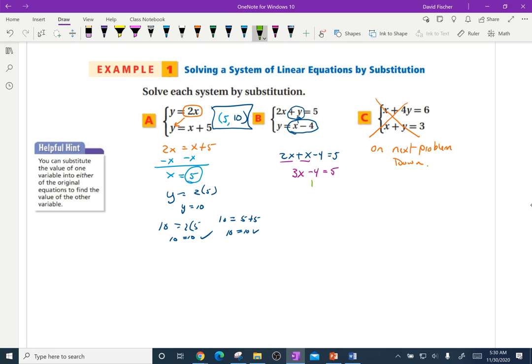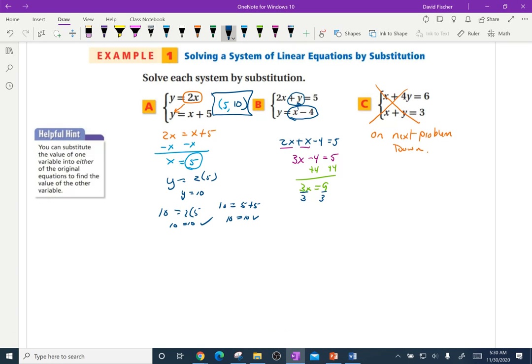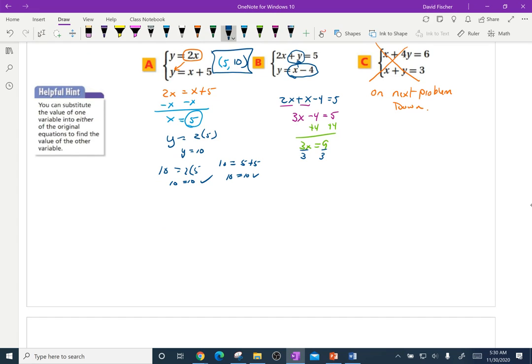I'm going to get my x by itself. So again, some kids are still struggling with this. How do I get the x by itself? It's a critical skill that we need to be able to do quickly. So far my x is a 3.